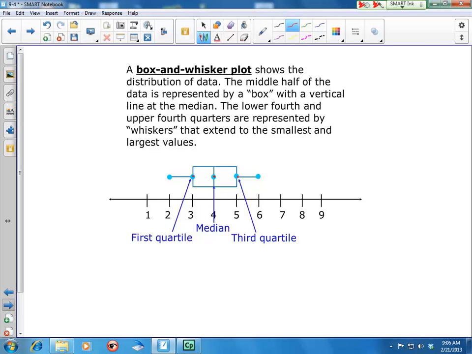Okay? Now, I'm going to tell you this dot right here, that's the lowest number in our data set. Okay? Whatever that number is, that goes right there in that first dot. And this dot right here, that's our largest number.